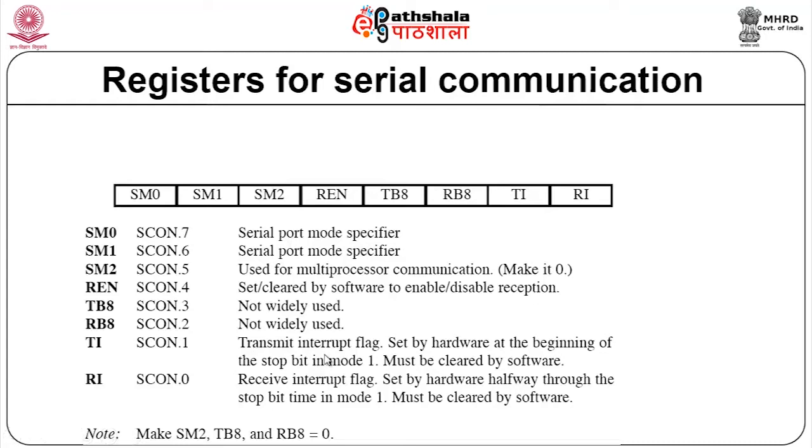When we are receiving data, RI will be set as the receive interrupt flag. When you are transmitting, the hardware indicates that the whole thing is finished by setting the TI bit. If I am receiving data from outside, the hardware sets RI when it completes receiving the whole data. So these two are needed to identify whether we have received or transferred the serial data fully, and SM0 and SM1 are used for setting what serial communication mode we will be using.